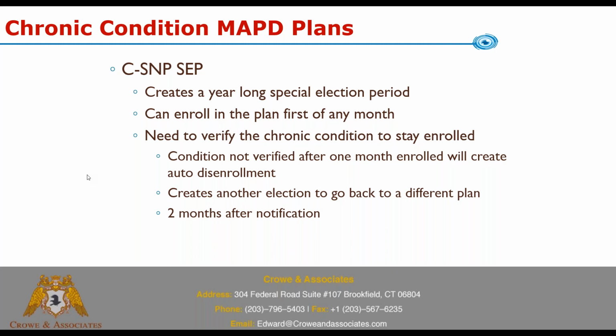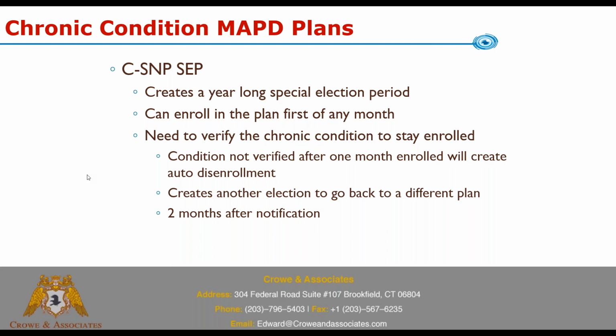But in order to stay enrolled, they have to fill out a verification form that their doctor signs verifying that chronic condition. The way that works is they'll be able to enroll without the form. The month they're enrolled, they have that 1 month to get that form filled out by the doctor and submitted to the carrier to stay enrolled in the plan. If that form is not submitted within that first month, then they'll be disenrolled from the plan. So they've got to verify that chronic condition with a form the doctor signs. I have an example of the form in a little bit here.